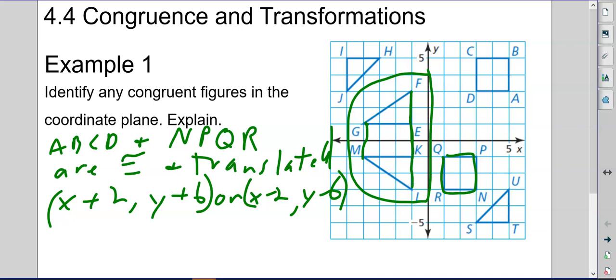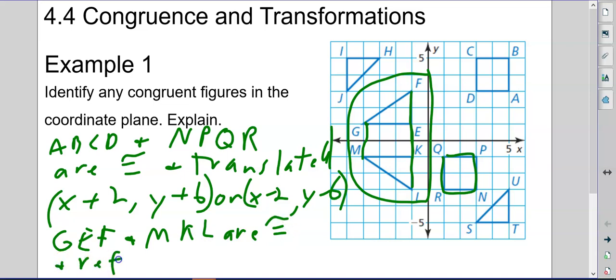So GEF, and got to line them up. So G matches up with M, K, L. GEF and MKL are congruent and reflected over the x-axis.